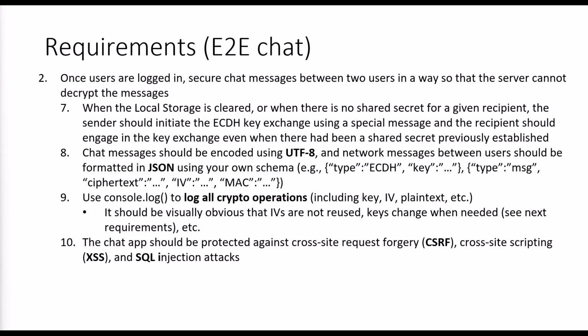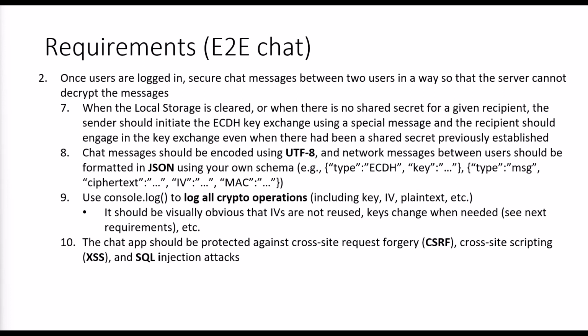For all crypto operations, you need to use console.log in order to log all those crypto operations. We want to see which key has been used, which IV, what is the plaintext of the operations. It should be visually obvious, for example, that the IVs are not being reused if we send multiple messages. We should see that the keys have been changed whenever needed.